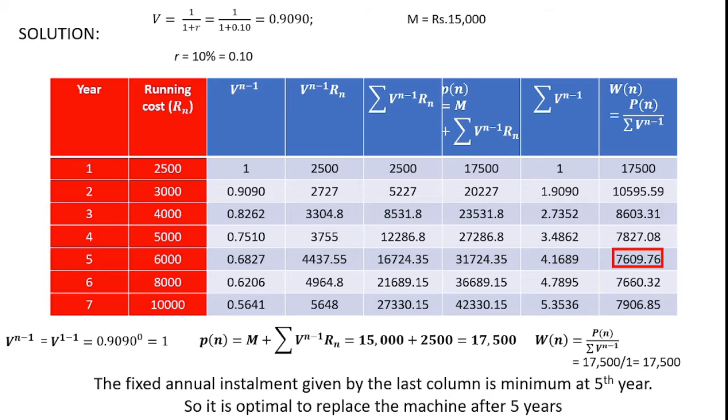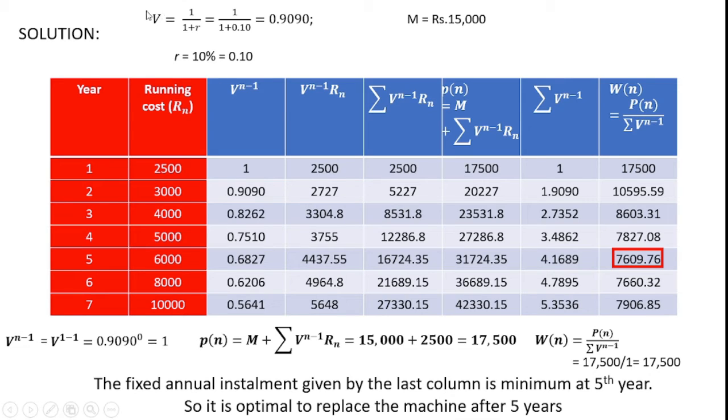Let's see the solution. First step, we formulate in the red color zone. I replicate the same data available in the problem, with the year and the running cost. Other than that, the blue color is available. In the first column, we have the data as V power n minus 1. How can we identify it? For identifying V power n minus 1, first we should identify the V value. How can I estimate V?